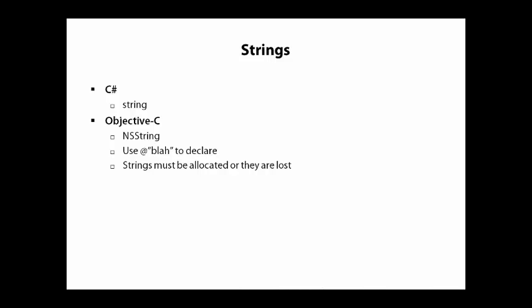So for example, if you use @blah to declare a string, you expect that somewhere someone needs to allocate some memory and retain that string and store it somewhere into a property or something that's going to hold on to it. Otherwise, it's going to disappear.